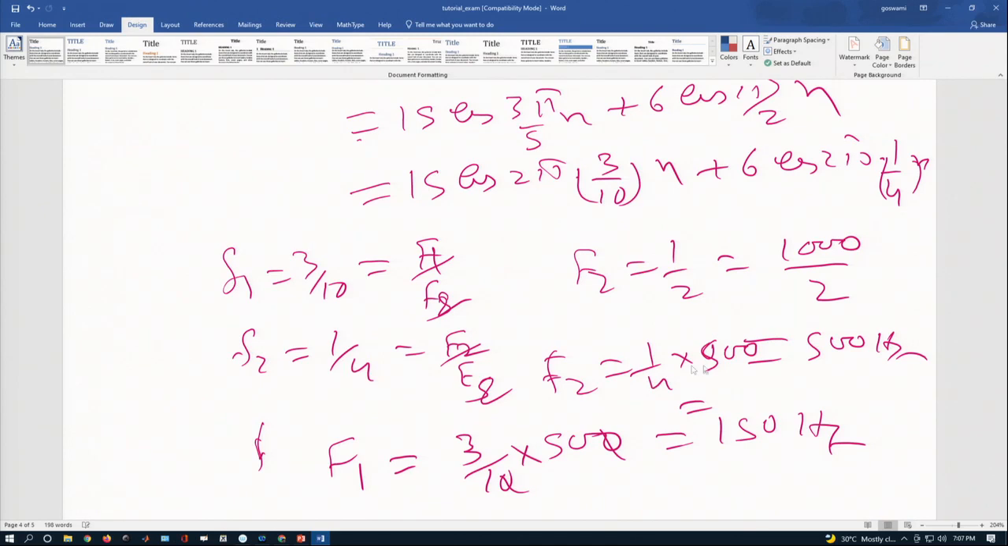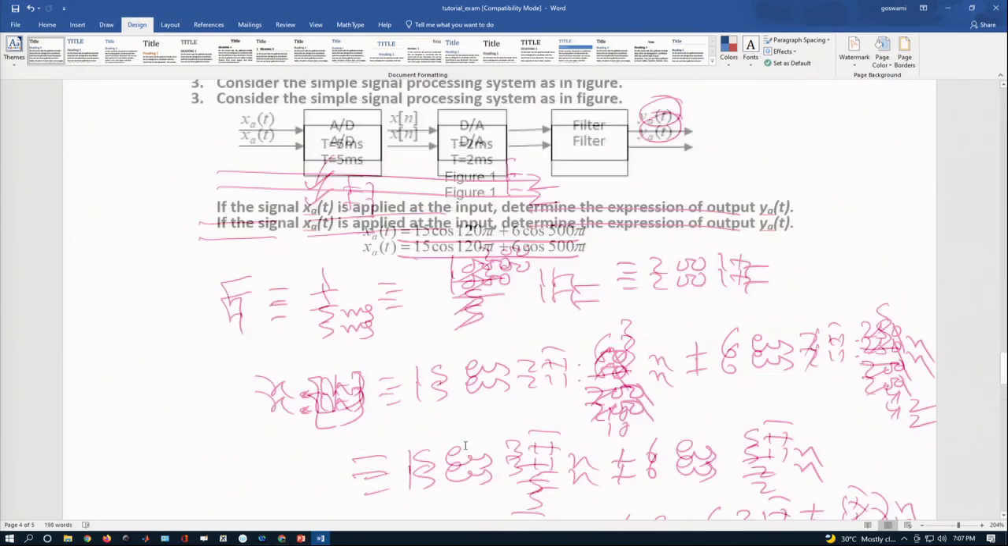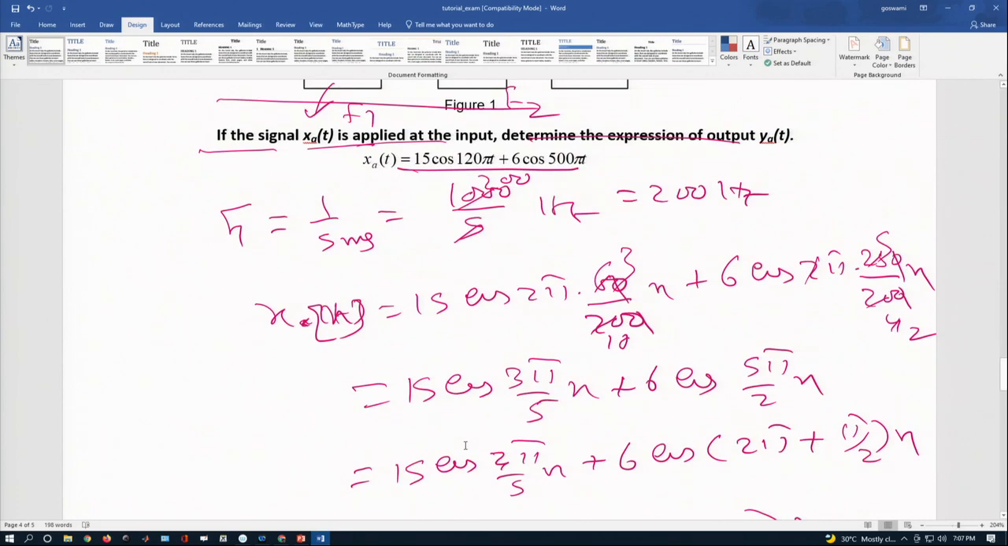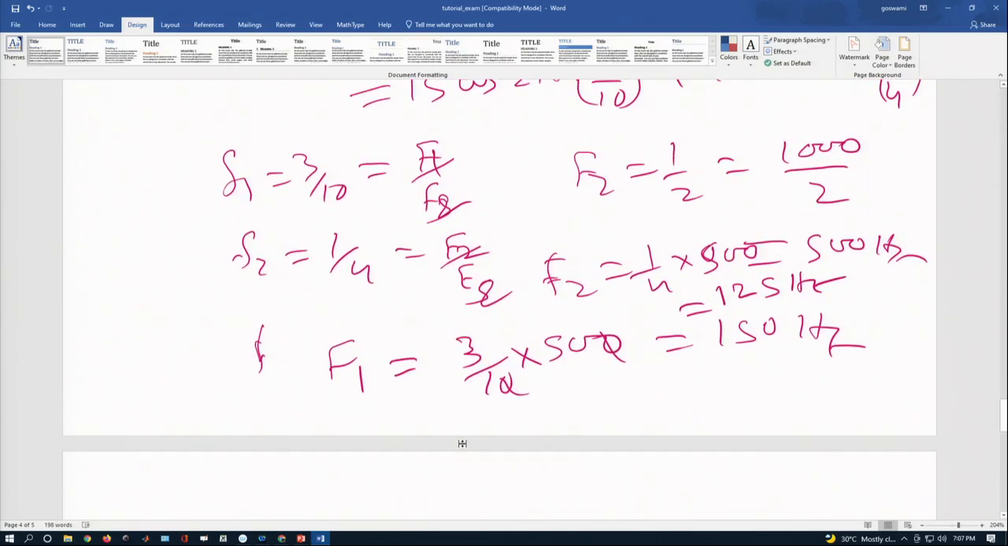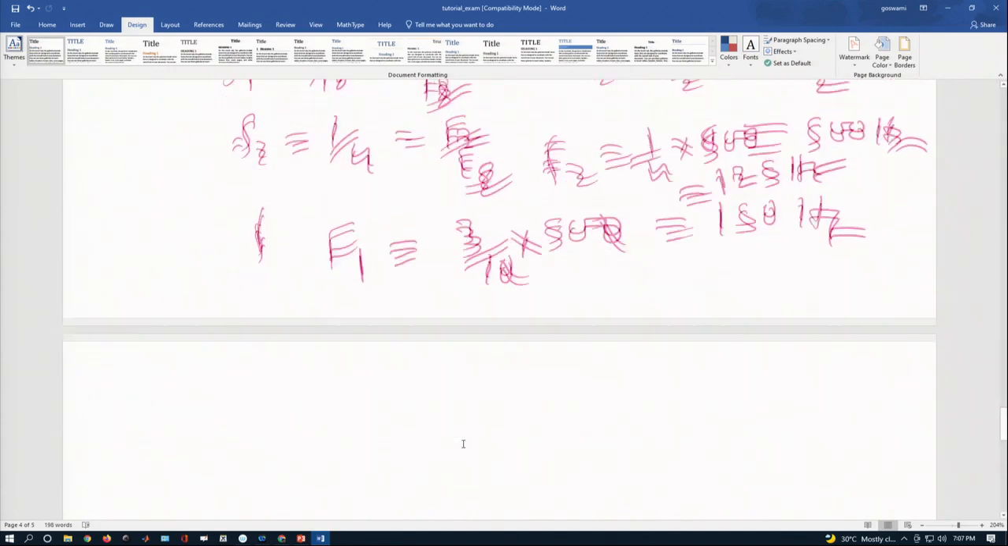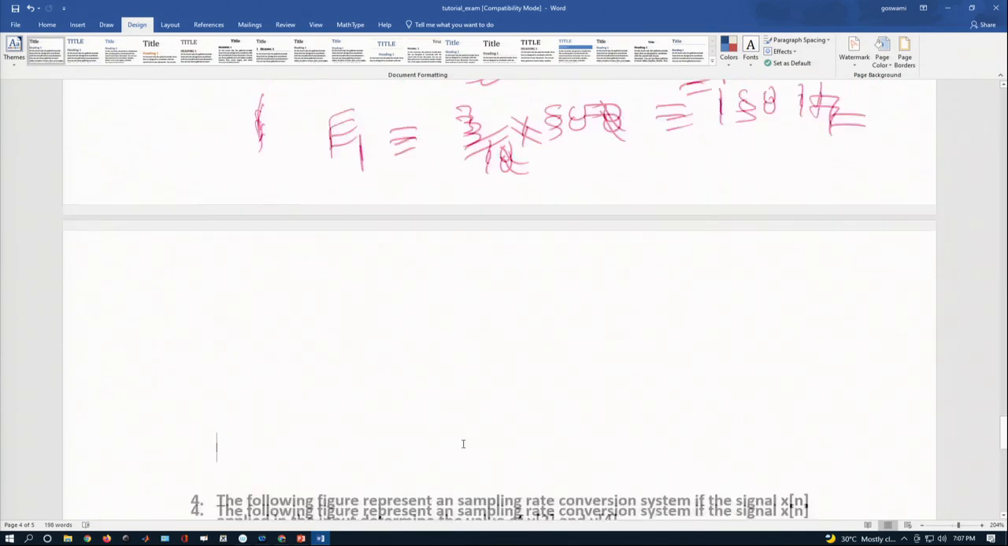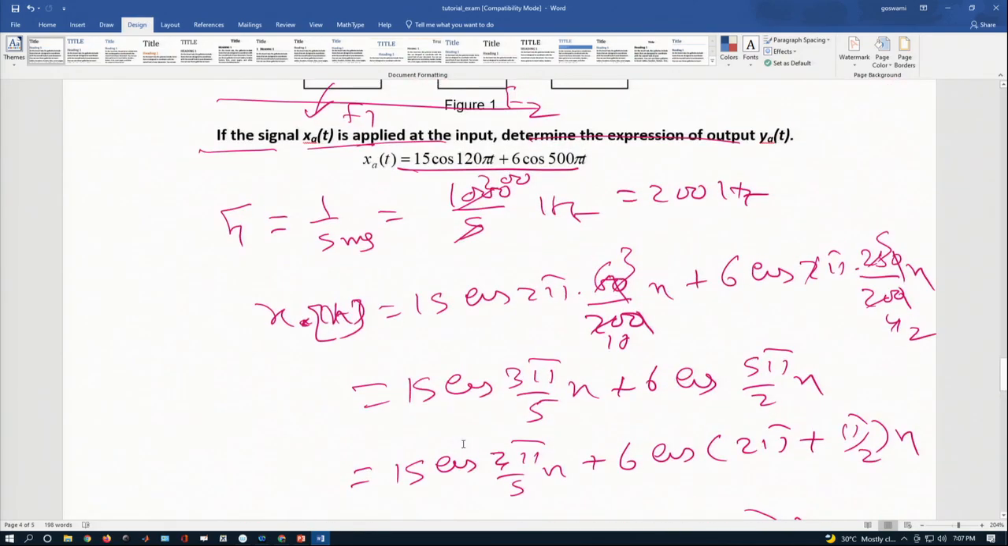So, I know it is nothing but 125 hertz. If you see, the input analog frequency is 60 hertz and 250 hertz. Here I get 150 hertz and 125 hertz analog signal. So, I can get that. Okay. So, what is the expression? I can write down the expression easily.